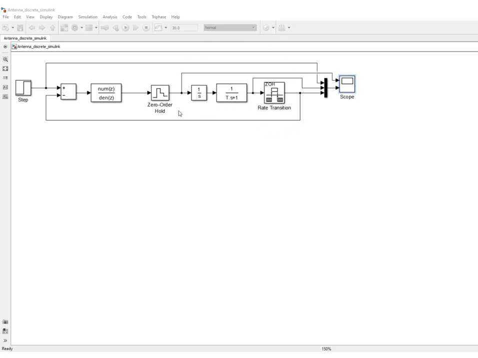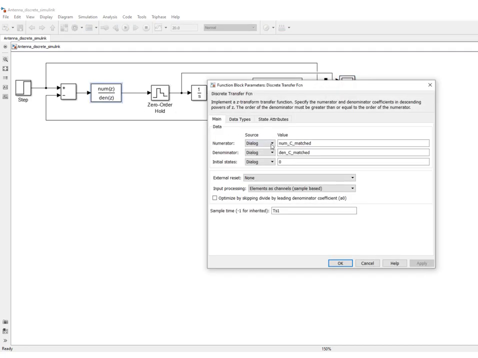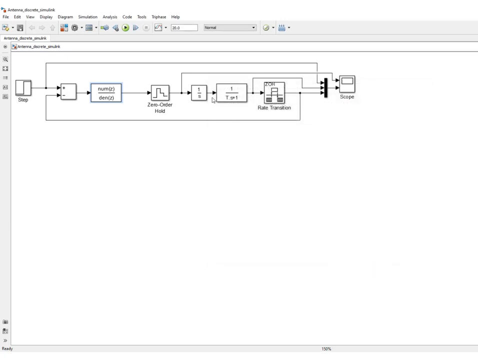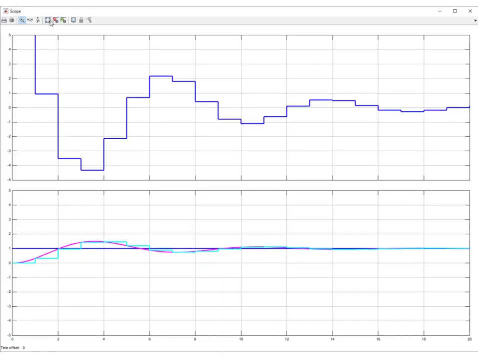Here you have the process with the zero order hold mechanism and the rate transition, and here you have the controller. If you click, it's the controller that we have obtained using this matched pole and zero method. Again, make sure that the sampling time is the one that you have decided upon, and in this case it's TS, a sampling period that is 1 second. So we can now simulate the system and have a look at the response.